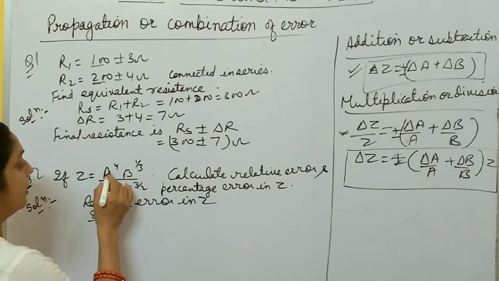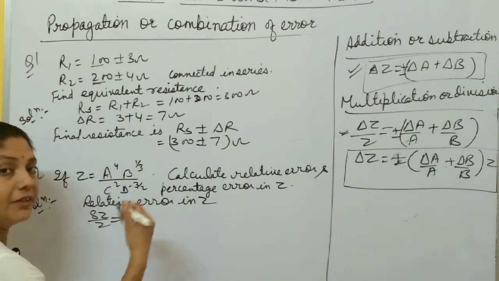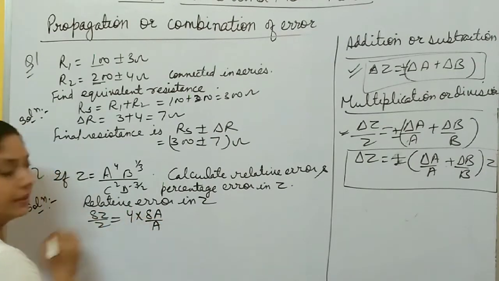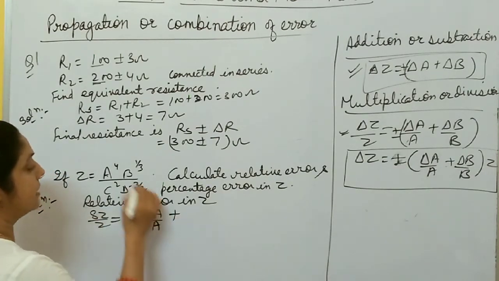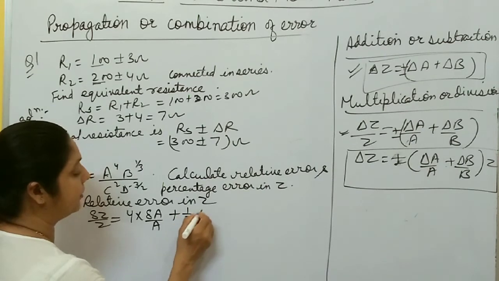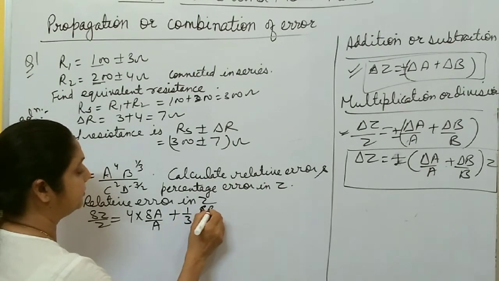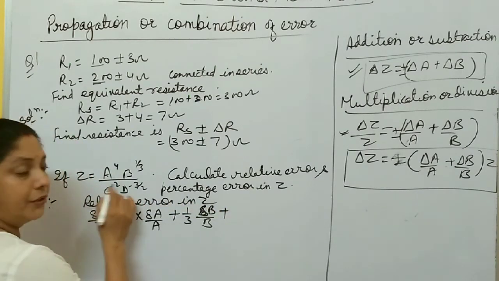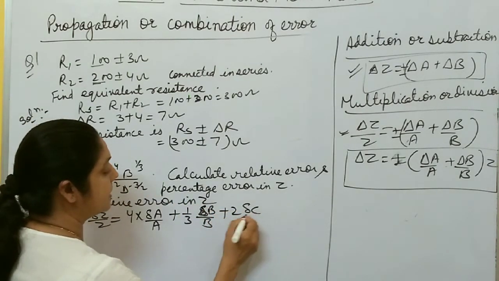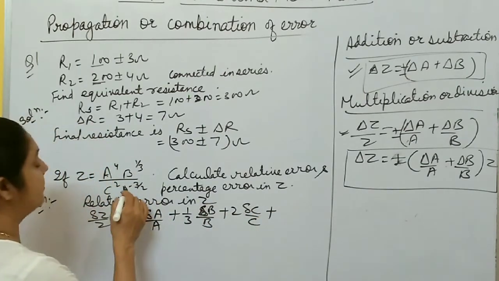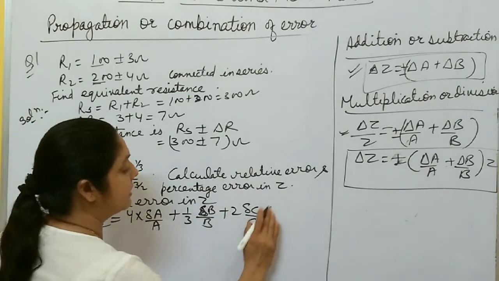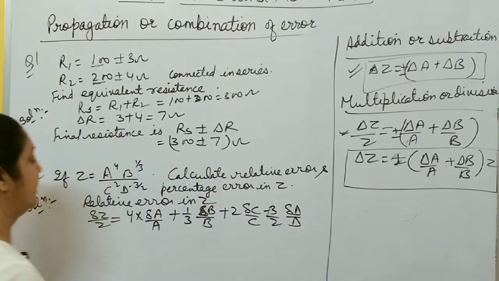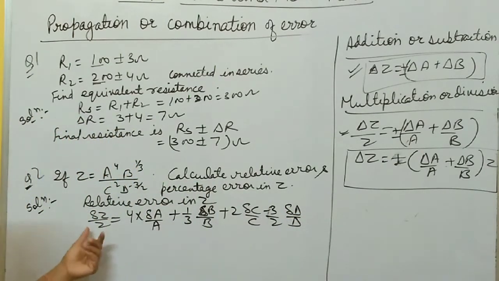So here you write, the power of A is what? 4. So power is always multiplied. So 4 into delta A by A, the relative error in measurement of A, plus here B, the power of B is 1 by 3, delta B by B, plus the power of C is what? 2. So 2 delta C by C, plus the power of D is minus 3 by 2. So you take here minus 3 by 2 delta D by D. So this is the relative error in Z.